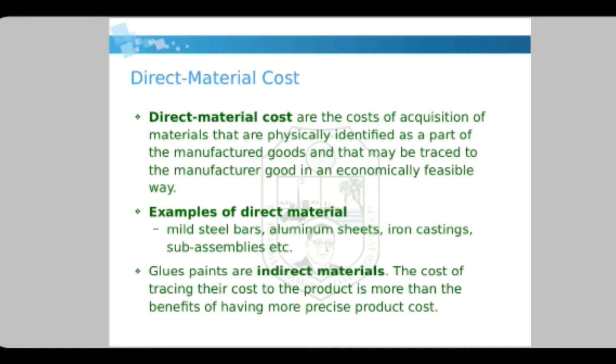The cost of tracing their cost to the product is more than the benefits of having a more precise product cost. If you start to calculate, if a single cupboard requires 10 screws, and the company is producing 1000 cupboards, then how much will be the cost of a single cupboard for utilizing screws? It is very difficult to calculate, and it will cause a cost, so it has less benefits.